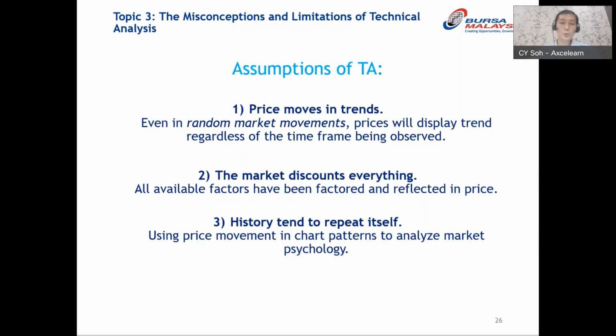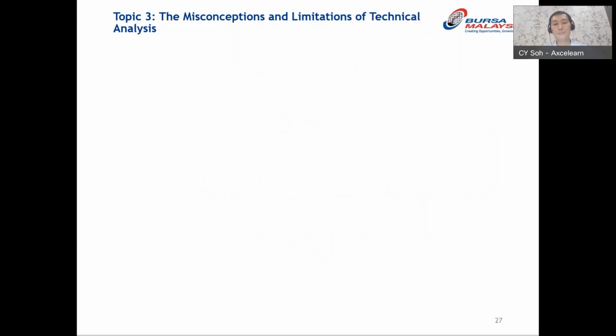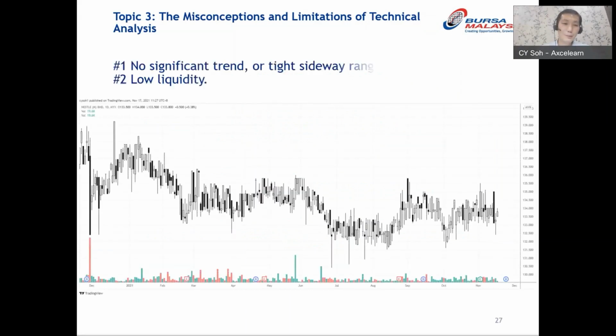Now, let's go through what the misconceptions are first. Now, number one and number two misconception. Technical analysis, you cannot apply it to a chart or any product that has no significant trend, or if the trend is at a very, very tight sideways range. Okay, if you have pen and pencil, you can write this down. You cannot apply technical analysis in a market that has no significant trend or a very, very tight sideways range, or if you have very low liquidity in that particular product or stocks. Okay, because there are very, very big disadvantages.